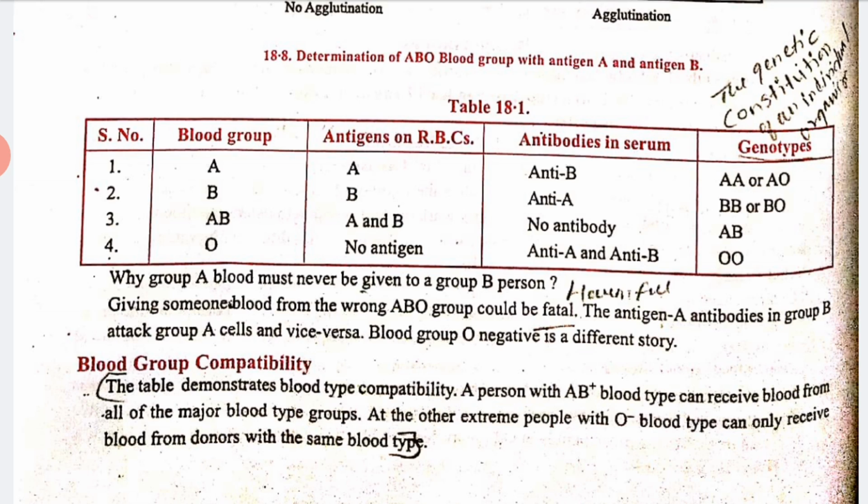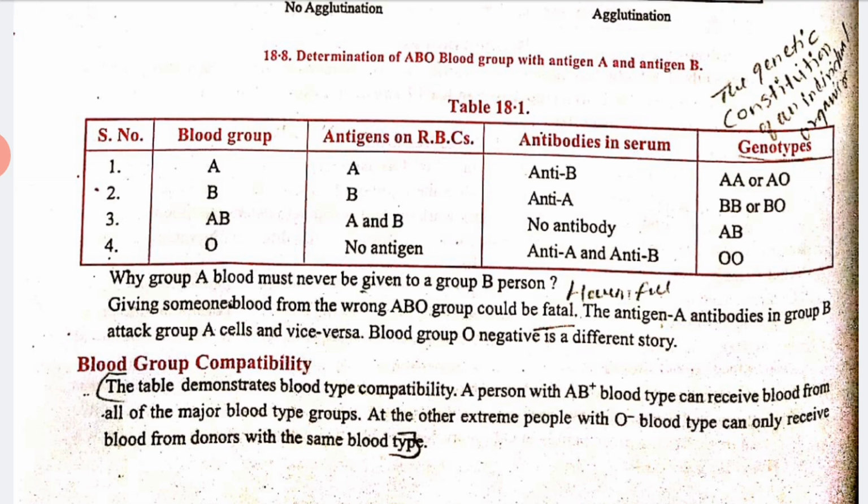Now let's talk about why group A blood must never be given to a group B person. Giving someone blood from the wrong ABO group could be fatal, meaning it will be harmful. The anti-A antibodies in a group B person attack group A cells and vice versa. Blood group O negative is a different story.